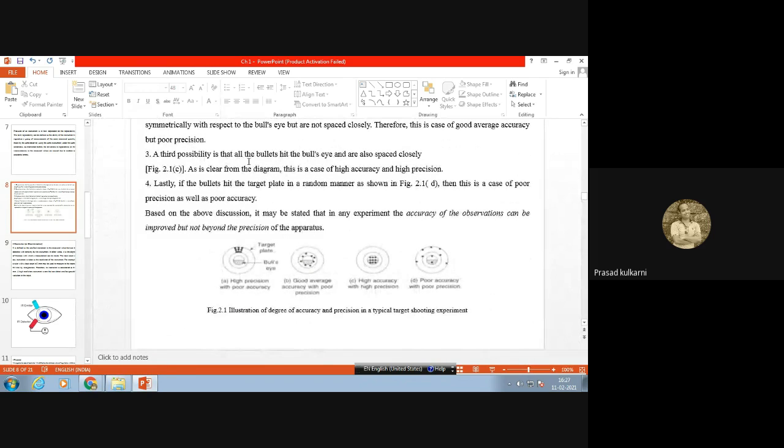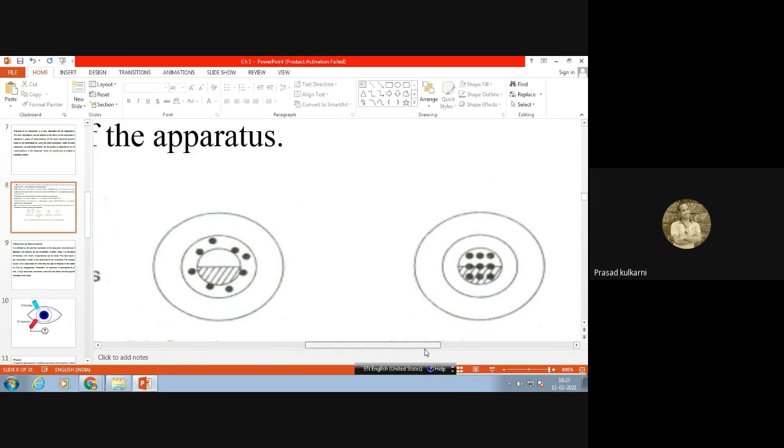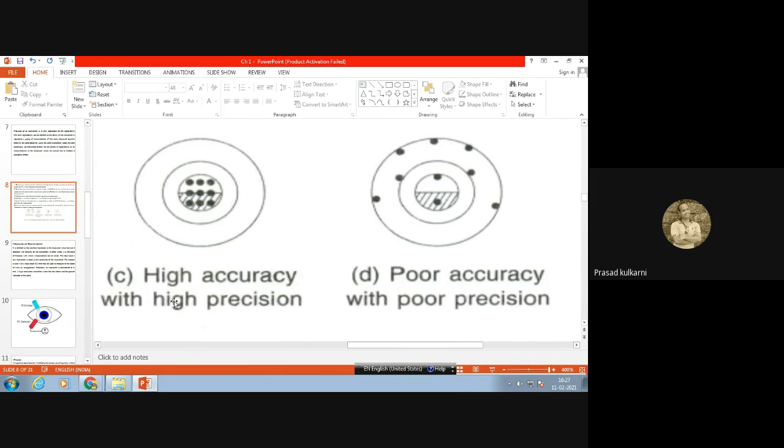A third possibility is that all bullets hit the bullseye and are spaced closely. As is clear from the diagram, this is the case of high accuracy and high precision. You can see this in diagram C: high accuracy with high precision. The bullet is hit at the center of the plate, and the hitting is also repeated again and again. So the accuracy is good and the precision is also good.